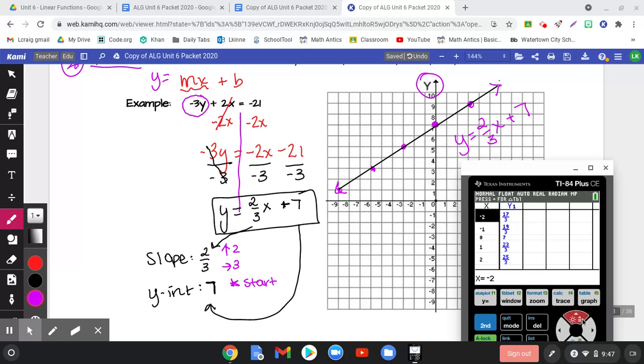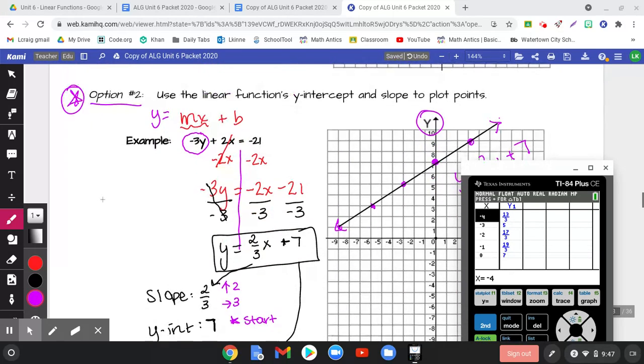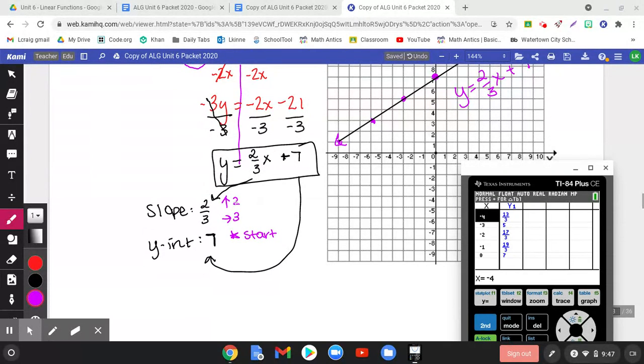Okay? So you decide. If you like option 1 better, go with it. If you like option 2 better, go with that. All right, but make sure you know what the slope and y-intercept is.